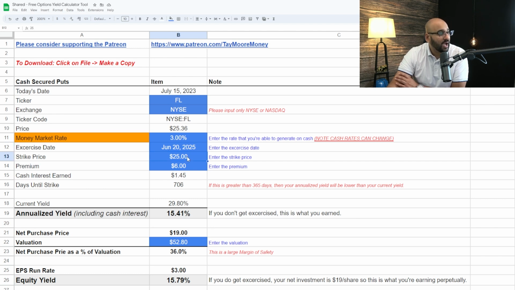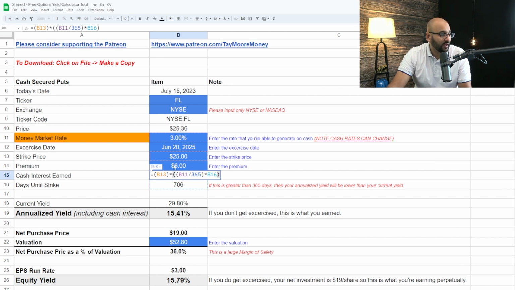And so because that is the case, what'll end up happening is you'll have your $25 set aside, and you'll also generate a $6 premium. Now, the way that I do the analysis is I assume that the $6 is going to go somewhere else. Like I'm going to invest it somewhere else. It's going to be used elsewhere. And so when I calculate the cash interest earned, I'm only calculating it on the $25.